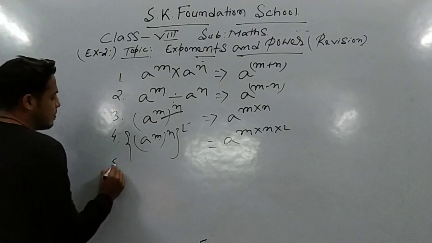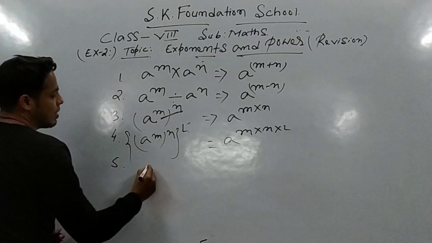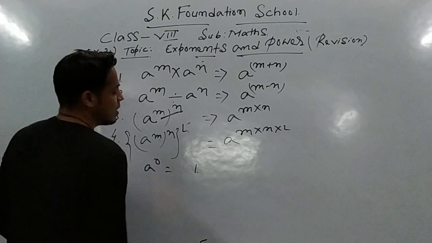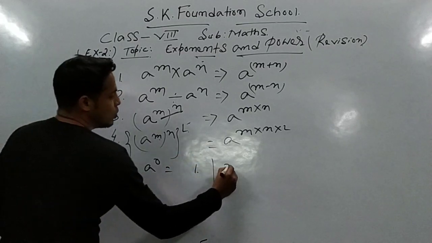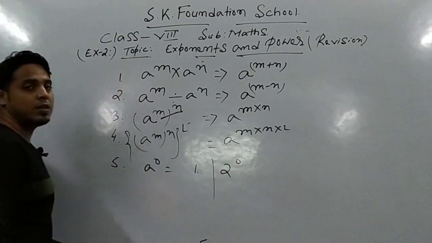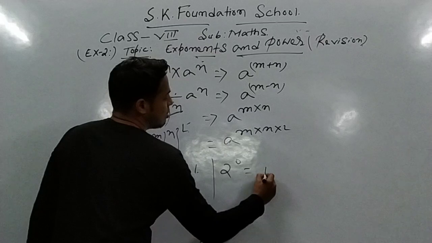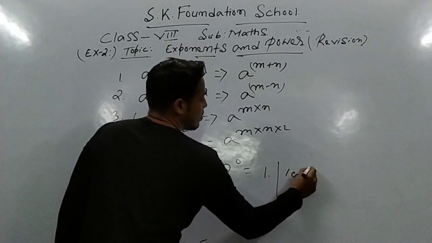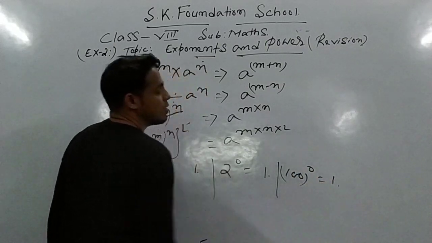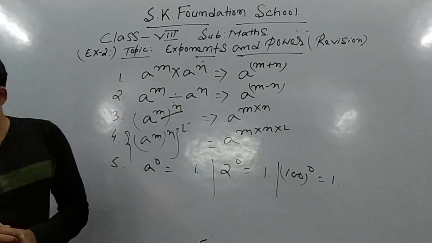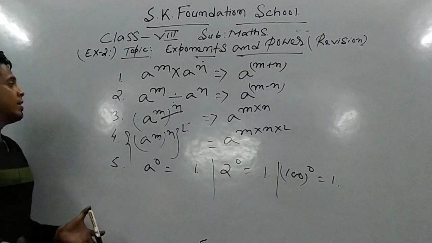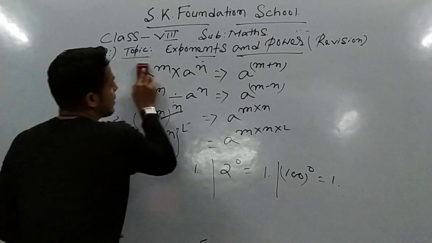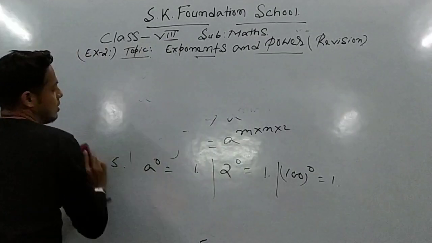And if any term contains power 0, like a to the power 0, its value is always equal to 1. Suppose a number 2, its power is 0, 2 to the power 0, that means its value is always equal to 1. Any number, whatever, 100 to the power 0 is also equal to 1. Okay, so this is our formula. Now we are going to start our exercise sums by using these formulas.